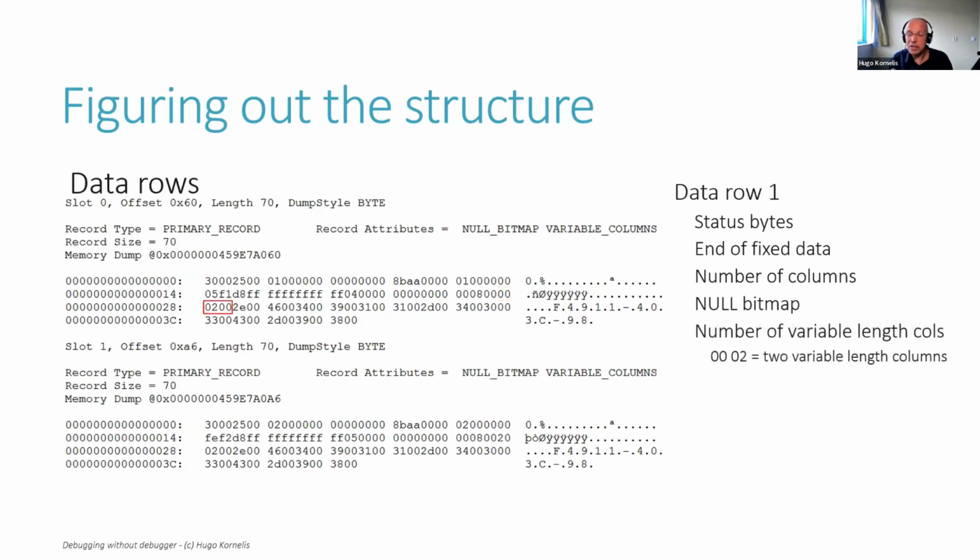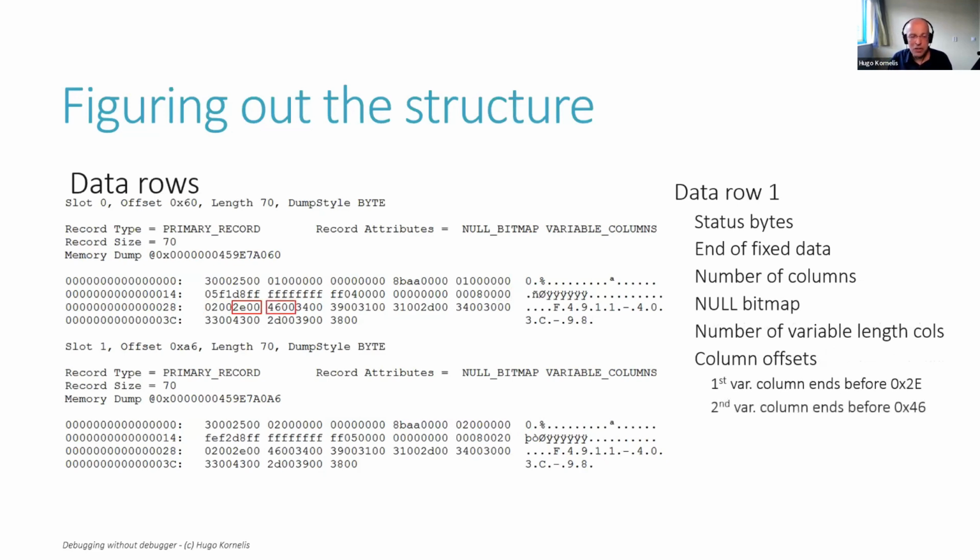And then the next 2 bytes is the number of variable length columns. That's just 2. So we have 8 columns total, 2 varying length, 6 fixed length. And then we have 2 pointers to the end of each variable length column. So this is a pointer to just after the first variable length column. You could also say to the start of the second varying length column. And this is a pointer to just after the second varying length column, or to the start of the next row.